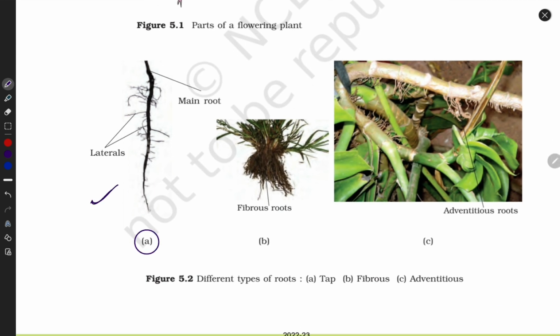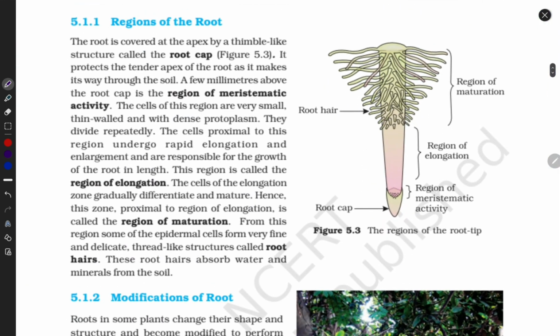Look at the view here. Taproot is long, and these are the lateral branches. These are fibrous roots like wheat. Banyan tree has adventitious roots. Look here, Kalanchoe: they arise from here. This is the stem part. Now there are some regions of the root.